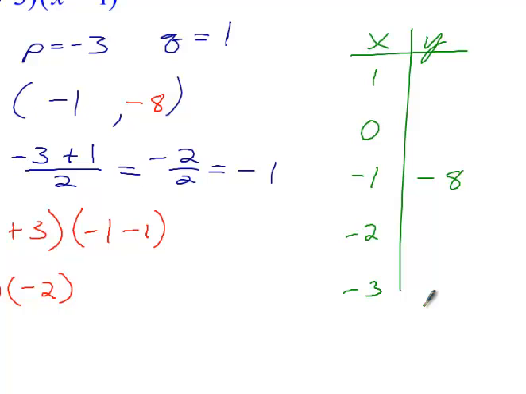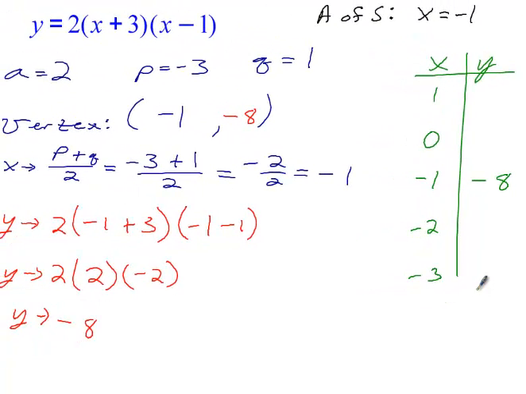So when I plug in the 0 here, what's 0 plus 3? 3. What's 0 minus 1? -1. So this becomes 2 times 3 times -1. So what's 2 times 3? Times -1? -6. Everybody okay with how I'm evaluating that?